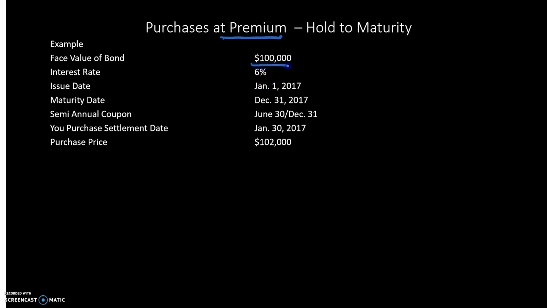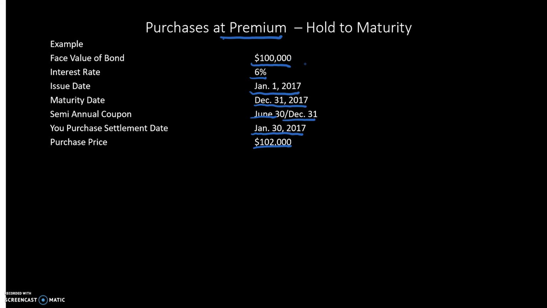We have a $100,000 face value bond with 6% interest, originally issued on January 1st, 2017, due on December 31st, 2017, with 2 semi-annual coupon payments, one on June 30th and one on December 31st. Your purchase date, or the settlement date, was January 30th, 2017, and the purchase price is now over the par value. The face value of the bond is $100,000, so you're going to purchase this for about a $2,000 premium.